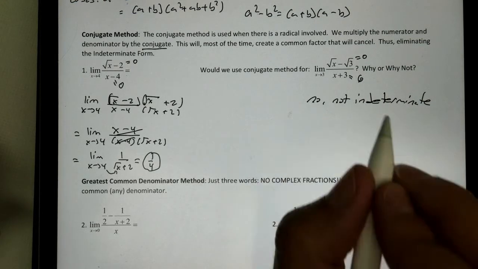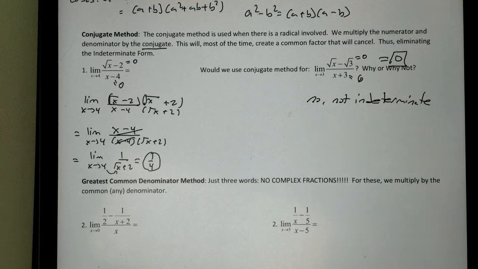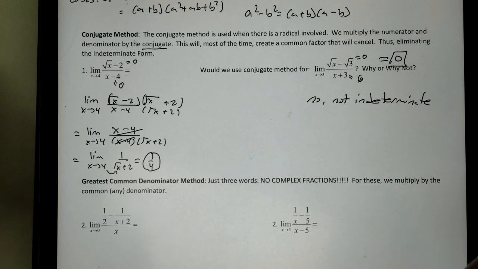Matter of fact, what would the answer be? Well, what's 0 divided by 6? That's just 0 right there. So not in every case. Always check substitution first. That's the rule for these.